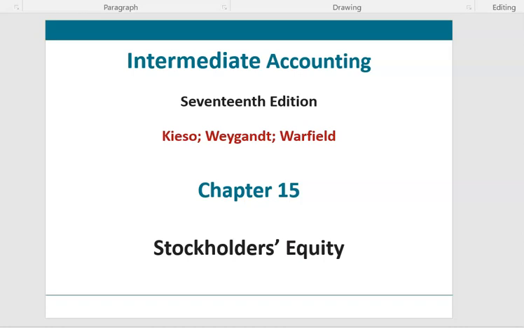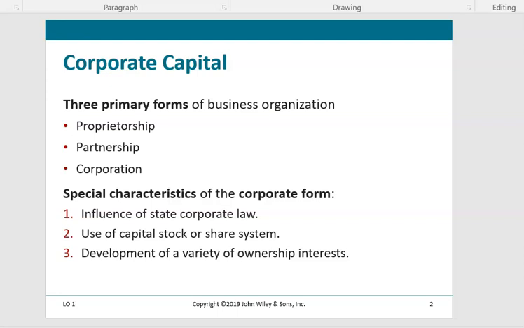In this video, we introduce Chapter 15, Stockholders' Equity. There are three primary forms of business organization, but we focus primarily on corporations. This is because in corporations, ownership is by shares of stock. And we see that here, ownership is by shares of stock. And it's the fact that those shares of stock can be exchanged between hands that leads the prospective shareholder or investor to want to have financial information about the company.